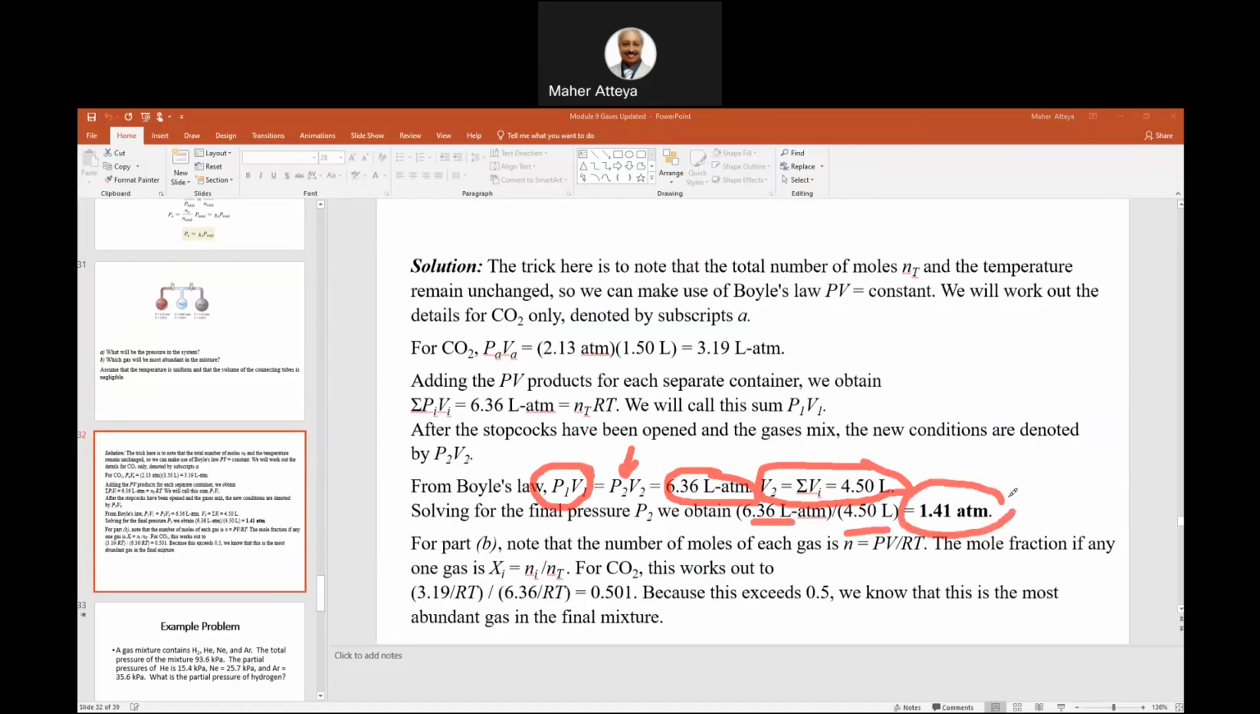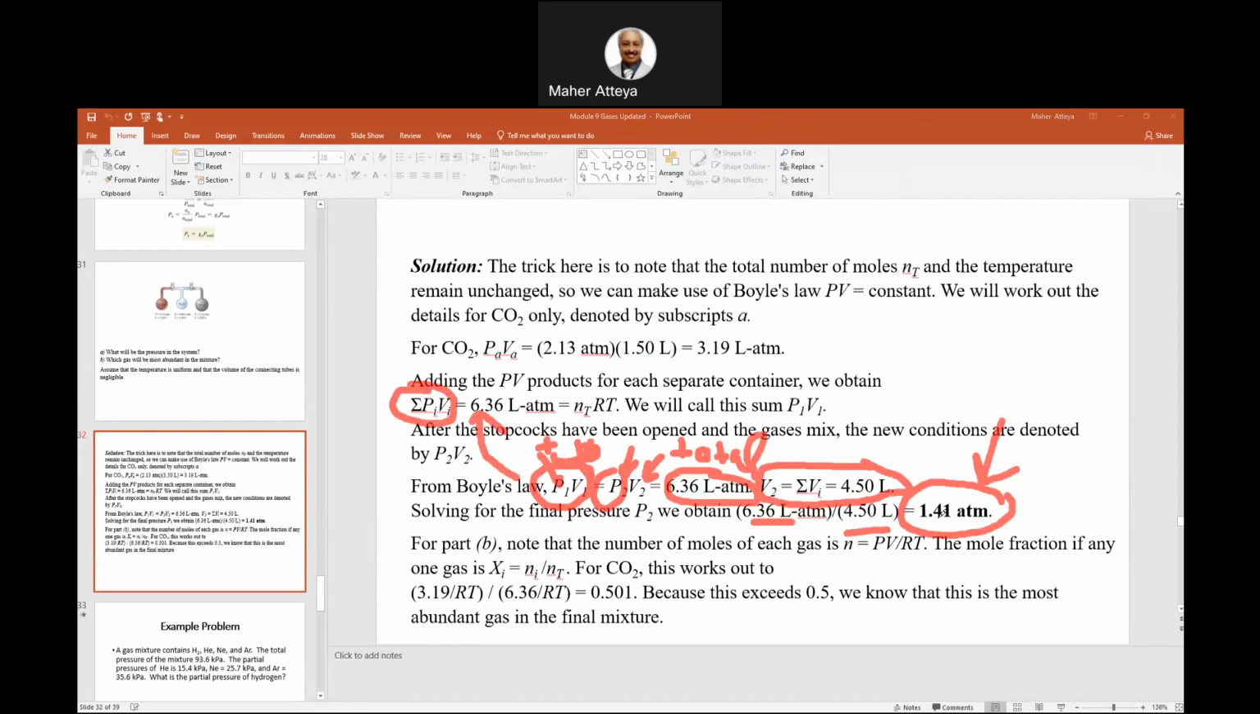The answer is 1.41 atm. So we just solved for this P2. That's the total, which is the sum of all this stuff here, the total of the pressure multiplied by the volume. So now, when you mix them, the total pressure is 1.41. We did what? We used Boyle's law.